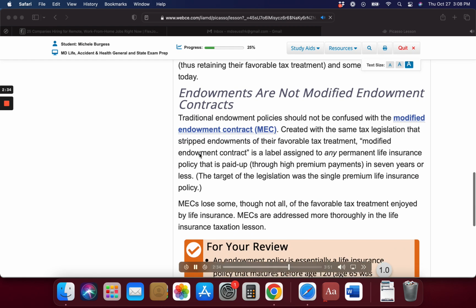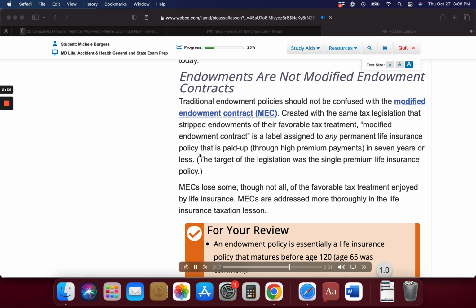Endowments are not modified endowment contracts. Traditional endowment policies should not be confused with the modified endowment contract, MEC. Created with the same tax legislation that stripped endowments of their favorable tax treatment, modified endowment contract is a label assigned to any permanent life insurance policy that is paid up, through high premium payments, in 7 years or less.